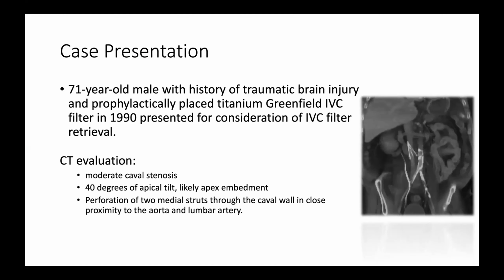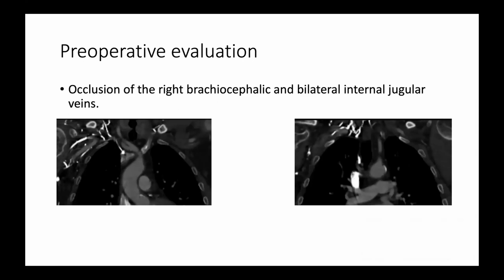In the pre-op evaluation, we can see that there is moderate caval stenosis with approximately 40 degree apical tilt. The apex is probably embedded around here, with perforation of the two medial struts through the caval wall. So it's pretty close to the aorta and a nearby lumbar artery. As part of the follow-up in the chest, we noticed that there's occlusion of the right brachiocephalic and bilateral IJ, making this case more complicated.